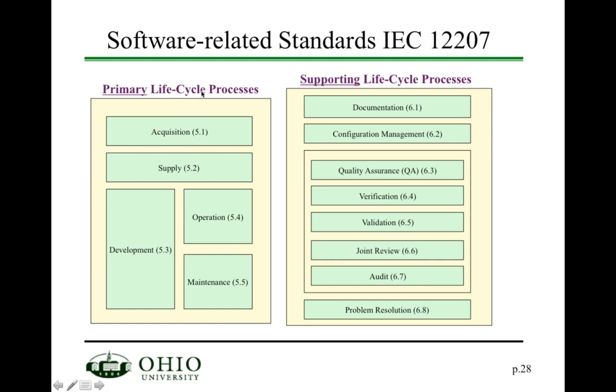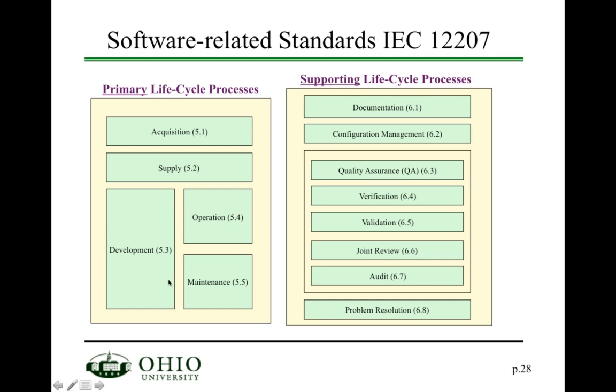The primary life cycle process describes a set of activities, things, attributes that need to be done for the people that acquire the system that you're writing the software for, people that supply the product that contains the software component, people that are actually developing the software product, people that are operating it, and people that are maintaining it. So it describes the life cycle processes from these different points of view. If you're a software developer, you have to really start looking at what's involved, what kind of attributes need to be present in the development cycle, life cycle processes.